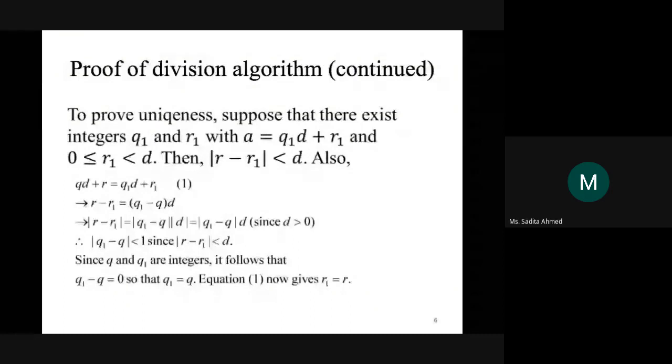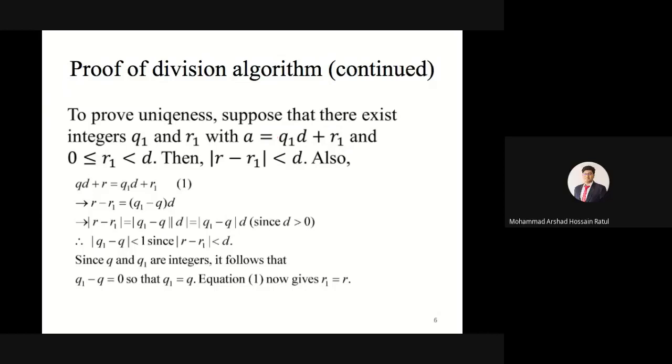So if they are not unique, then there must exist some other integer Q1 and some other integer R1 for the same A and D, such that A is equal to Q1D plus R1. Correct? If there's some other Q1 and some other R1, we can also represent the division in this way, right? Guys? Yes, where 0 is less than or equal to R1, which is less than D. Okay?